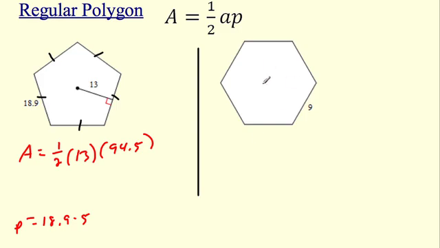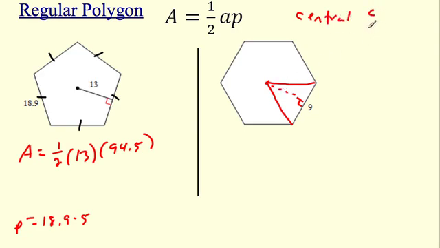What if they give you this? Here's a regular hexagon. Now you've got to start drawing in your triangles to help find the thing, because I really need that apothem so I can find the area. The perimeter is 9 all the way around, but I really need this right here, this apothem. So it all comes down to finding the central angle. Remember, that central angle is this one in here.